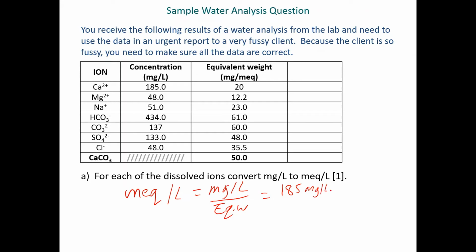For calcium, it's 185 milligrams per liter. How's that showing up? I'm getting better at writing on the screen. And then the equivalent weight is 20 milligrams per milliequivalent. You can see the milligrams are going to cancel out. So the answer I'm going to get is 9.25 milliequivalents per liter.